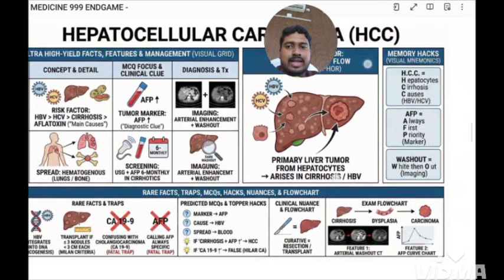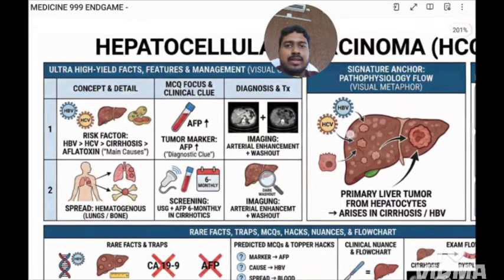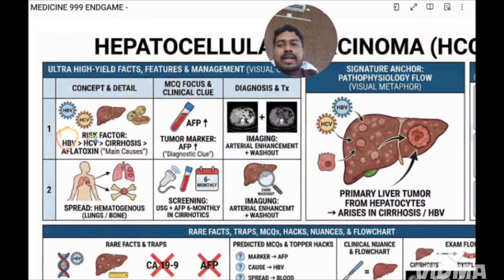Next topic is hepatocellular carcinoma. So hepatocellular carcinoma risk factors I told you just now: HBV and hepatitis C. Then cirrhosis, then aflatoxin. Aflatoxin is related to fungal infection. Okay, a fungal toxin. Next, AFP. So in hepatocellular carcinoma, one important tumor marker that is increased is AFP, or alpha fetoprotein. Okay, AFP is nothing but alpha fetoprotein.